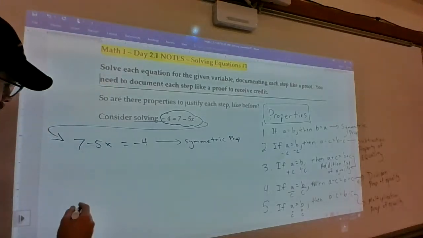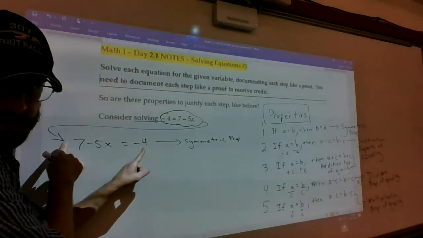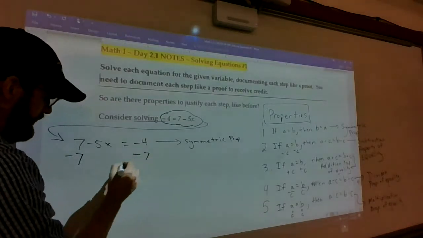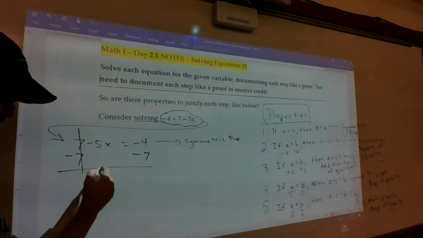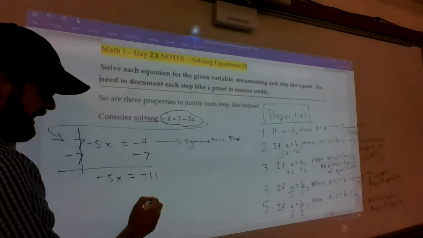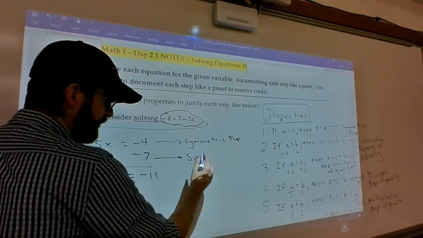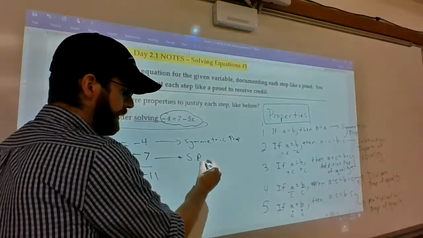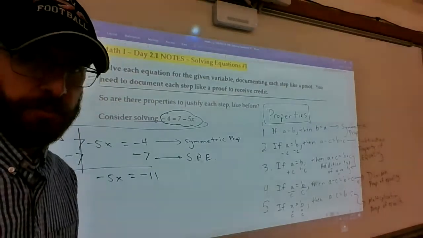Second move is noticing that I have a positive 7 that can be combined with the negative 4 on the other side. I'm going to subtract that positive 7 from the left, subtract it from the right, and I get 7 minus 7 is 0 minus 5x is equal to negative 4 minus 7, which is negative 11. This property right here is the subtraction property of equality. You know what? I'm just going to use S, subtraction, P, property of equality. SPE, subtraction property of equality.